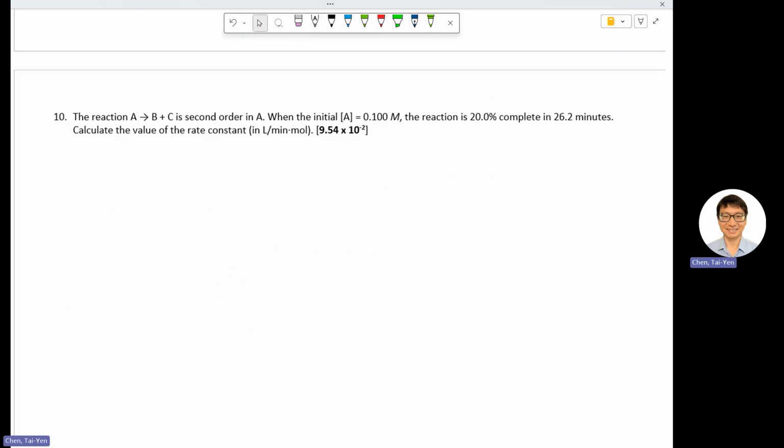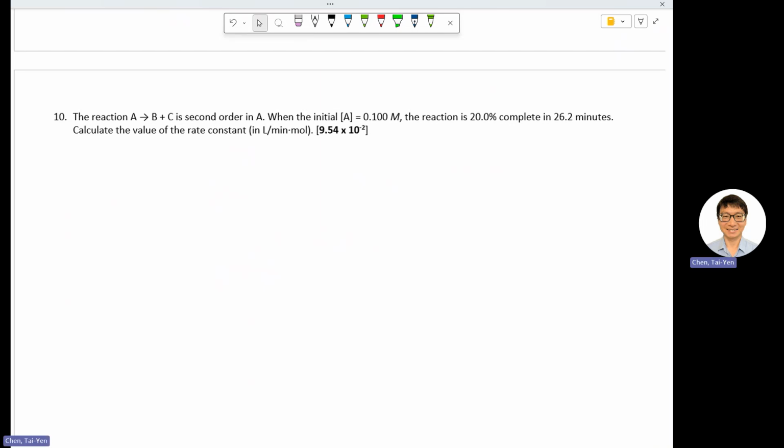So what are the keywords? Minute. Minute is the keyword. Why? Every time you see minutes, it is an integrated rate law. Every time you see this information of time, it is an integrated rate law.